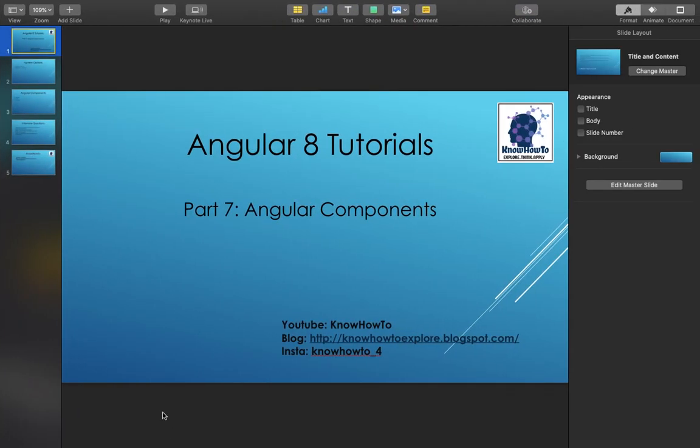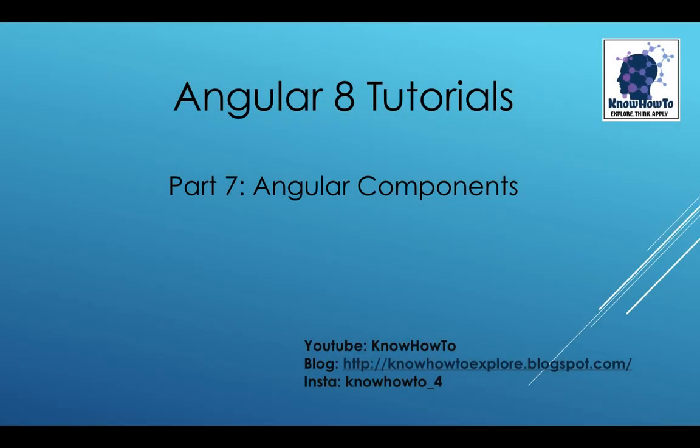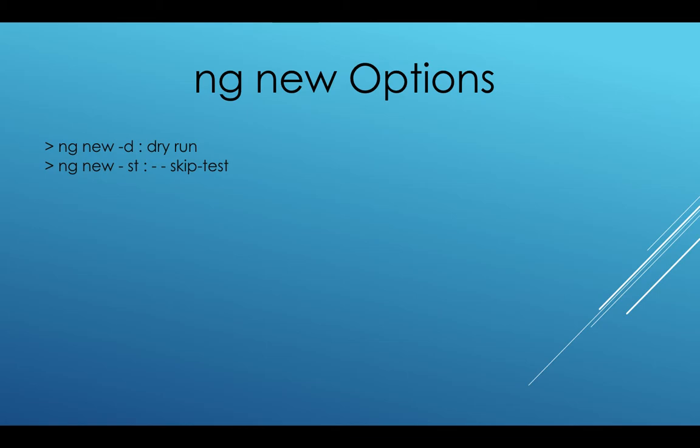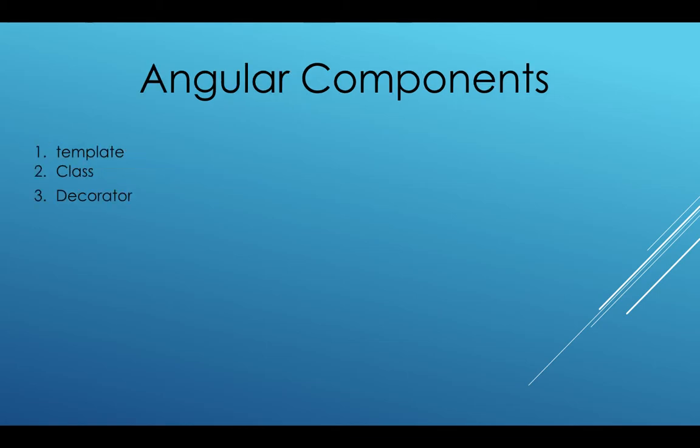So it is all about components in Angular, and here we had already seen the options with the ng new command. You can dry run it, or you can skip tests also while creating a new Angular app. And this is all about Angular components. So an Angular component is made up of three things: template, class, and decorator. And we had already discussed all these three things.